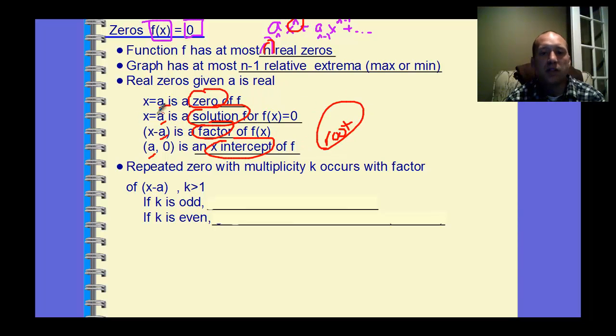Now they can represent that in multiple ways, like x equals your solution. You can write it as a factor, or you can write it as a point, an intercept. So there are different ways to represent that solution, but they all are talking about the same spot.